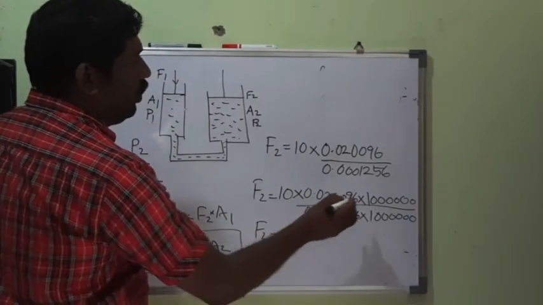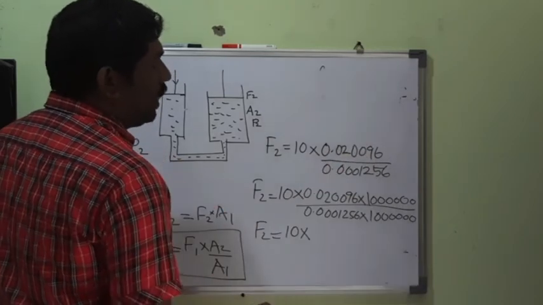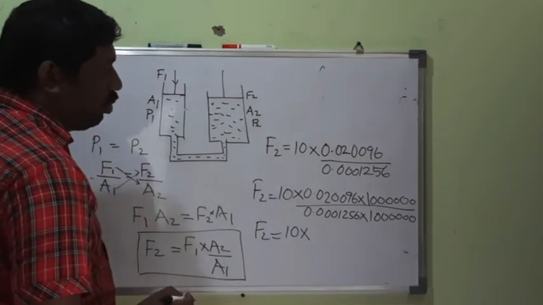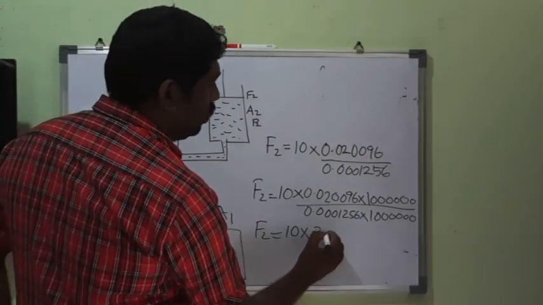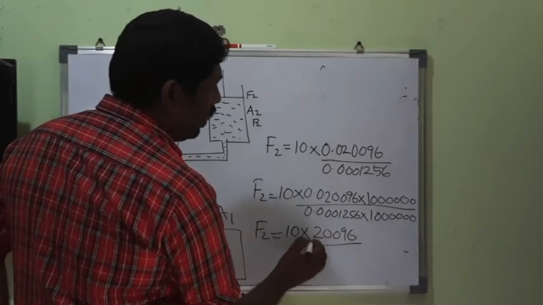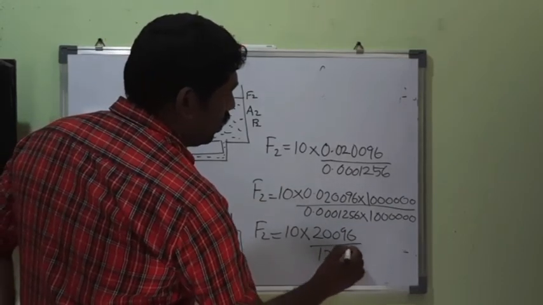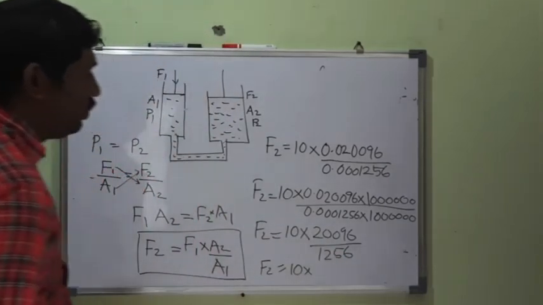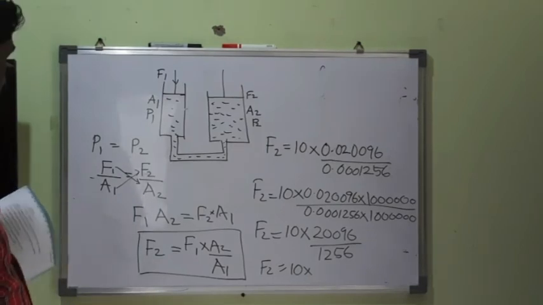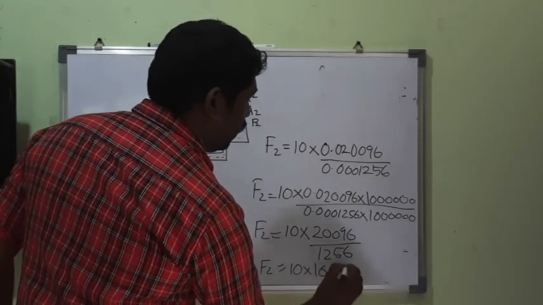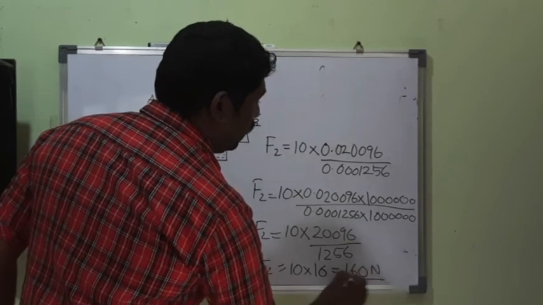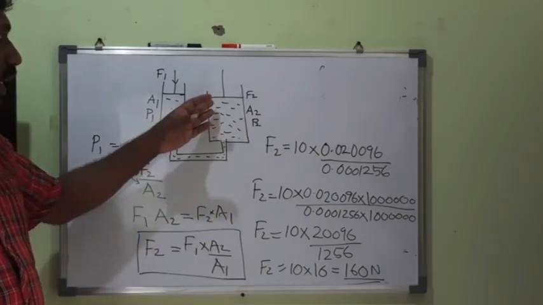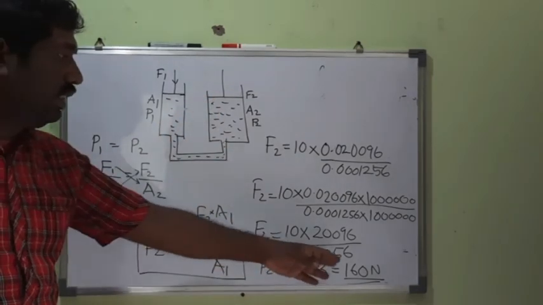Now if you are multiplying the denominator and numerator with 10,000, we can change the decimal points. So F2 is equal to 10 into 16, which is equal to 160 Newton. This is the answer. Force experienced on the second piston F2 is equal to 160 Newton.